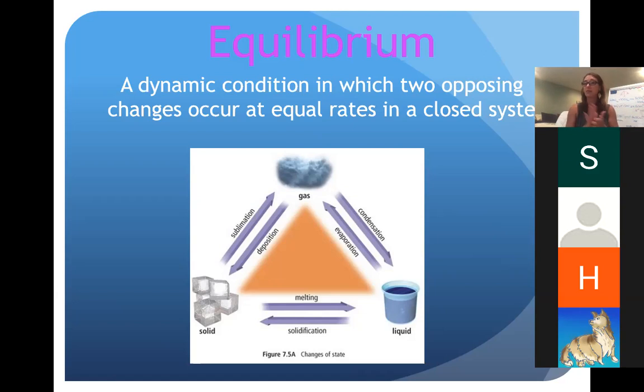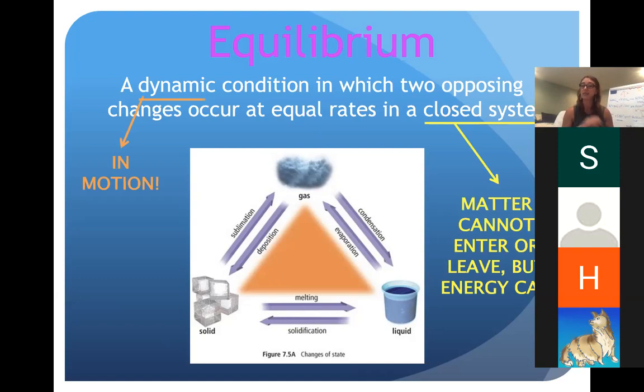So there's always going to be some collisions happening, and some of those collisions are going to surpass activation energy if there's sufficient energy and proper orientation, right? So that they can react, right? So it's a very dynamic condition. That word dynamic means in motion, okay? It's not stagnant. And there's two opposing changes that occur at equal rates in a closed system, okay?